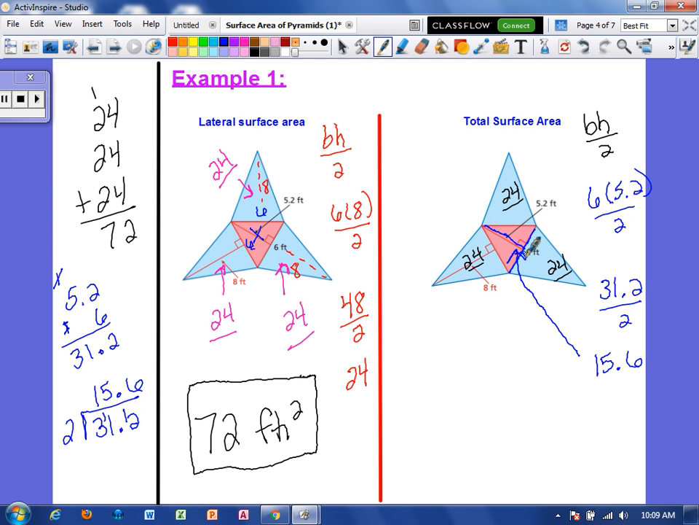So for the total surface area, I just want to add the area of all of those shapes together. Now we know from the previous example that the 3 faces add up to 72. So I already know what the sum of those are.